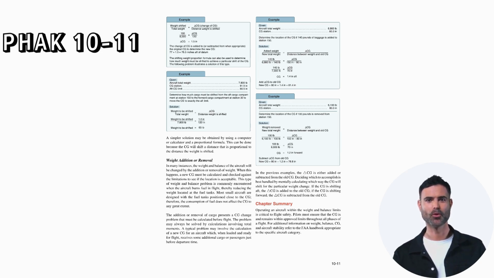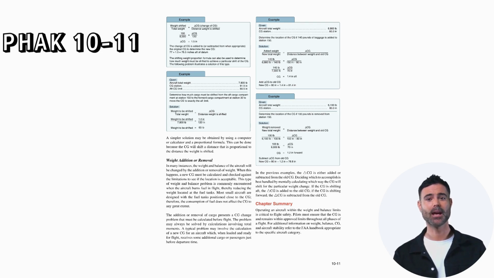Therefore, the consumption of fuel does not affect the CG to any great extent. The addition or removal of cargo presents a CG change problem that must be calculated before flight. The problem may always be solved by calculations involving total moments. A typical problem may involve the calculation of a new CG for an aircraft, which, when loaded and ready for flight, receives some additional cargo or passengers just before departure time.